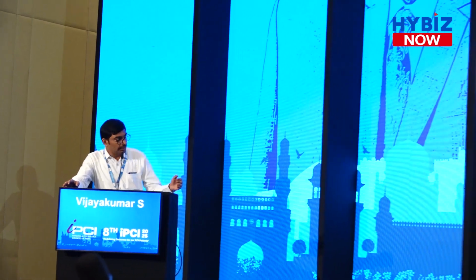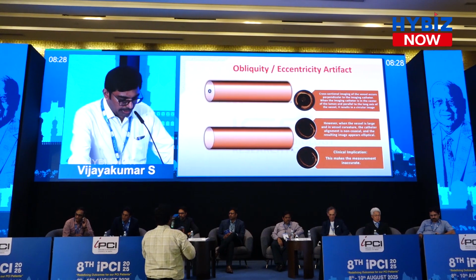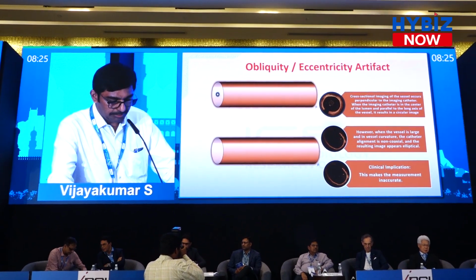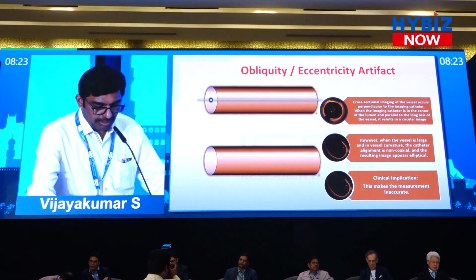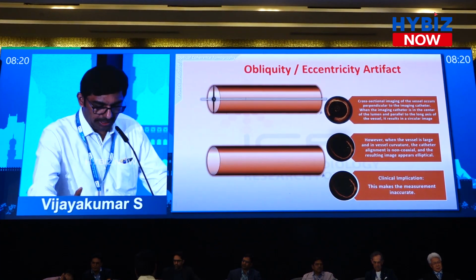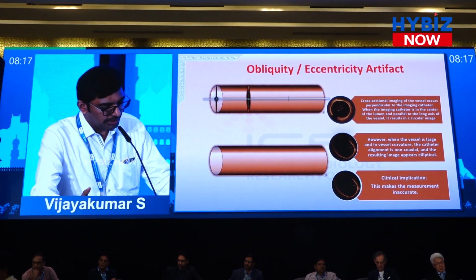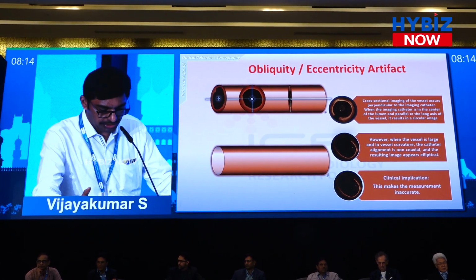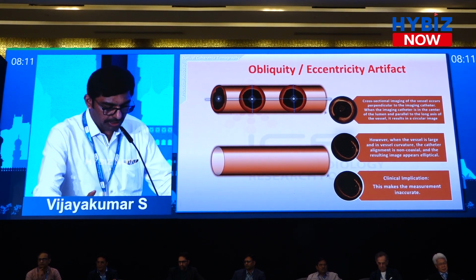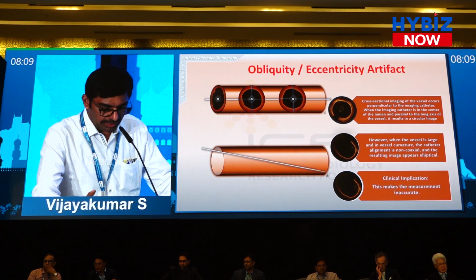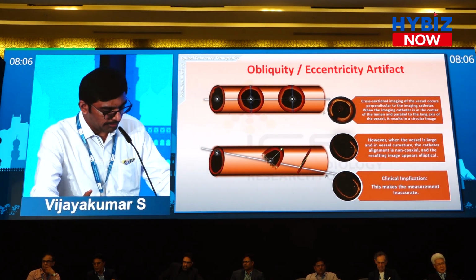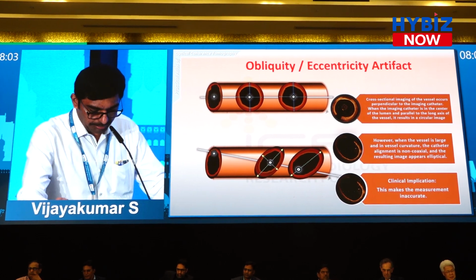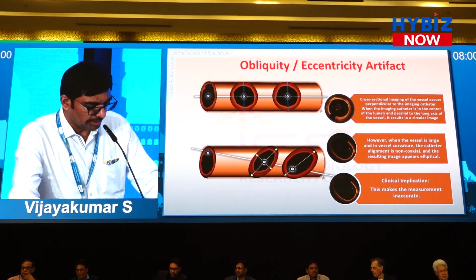The first one is obliquity or eccentricity artifact. We all know cross-sectional imaging of the vessel occurs perpendicular to the imaging catheter. When the imaging catheter is in the center of the lumen and parallel to the long axis of the vessel, it results in a nice circular image. However, when you are in a large vessel or in a curvature, the catheter alignment is non-coaxial and the resulting image appears elliptical. What is the clinical implication? This makes your measurements inaccurate.